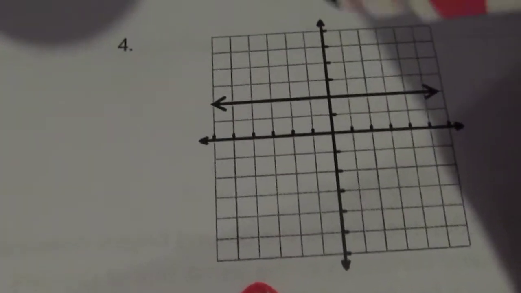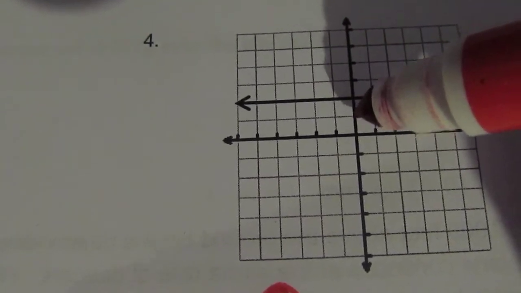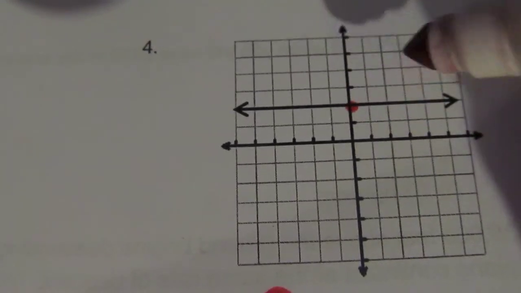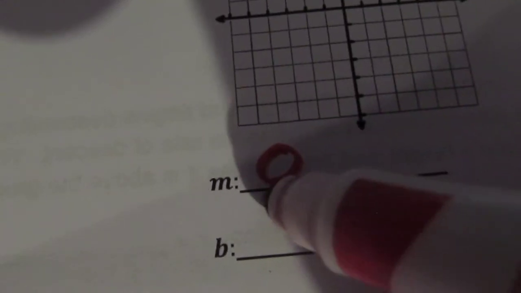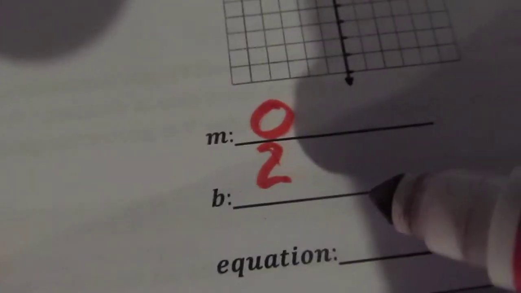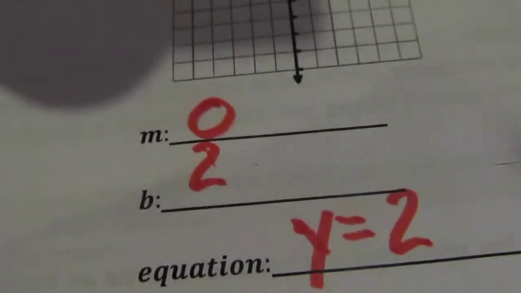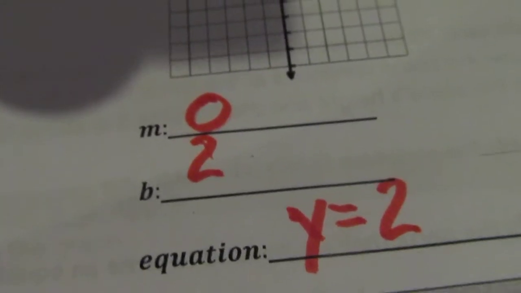So all I need to find here is the y-intercept. It crosses at this point 2. So I could put 0x, but I don't need to. I'm just going to start with the y equals, and then 2. That's it. No x because there's no slope.